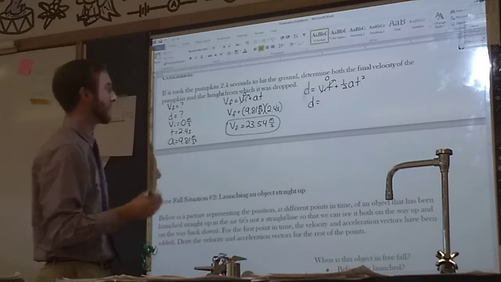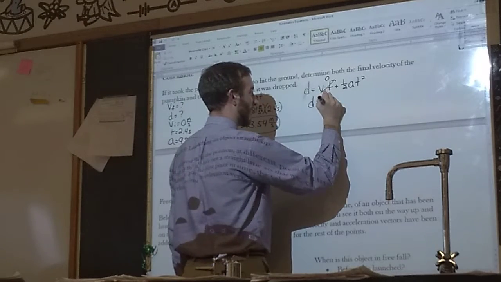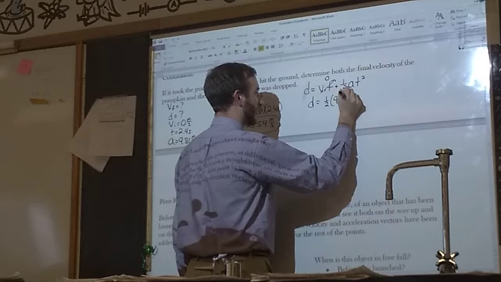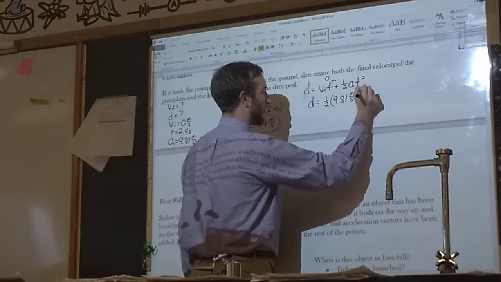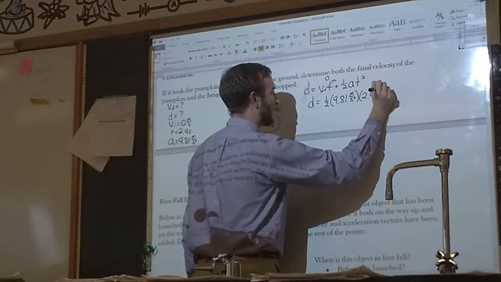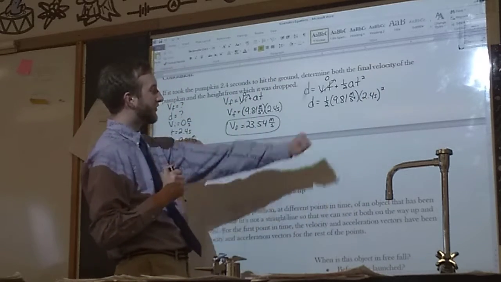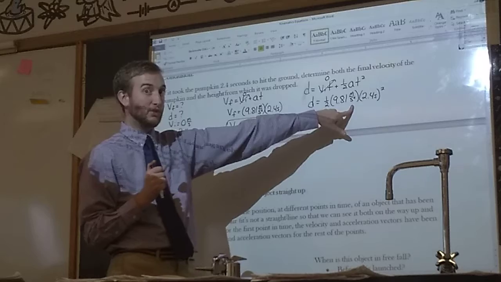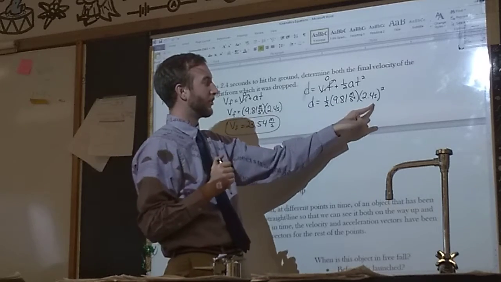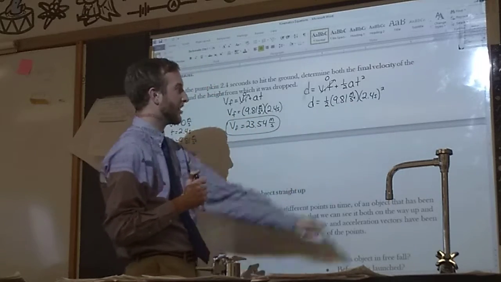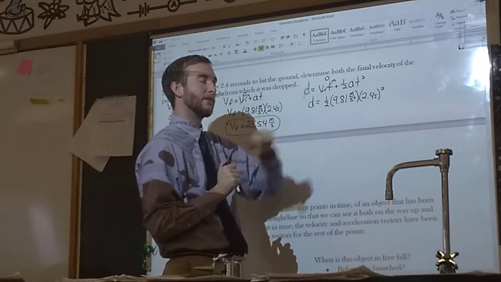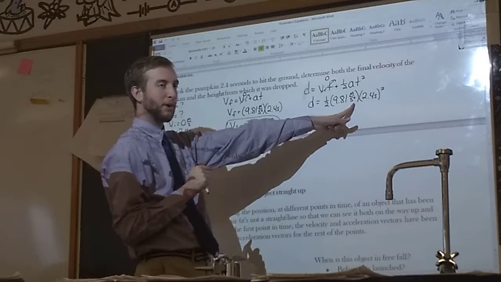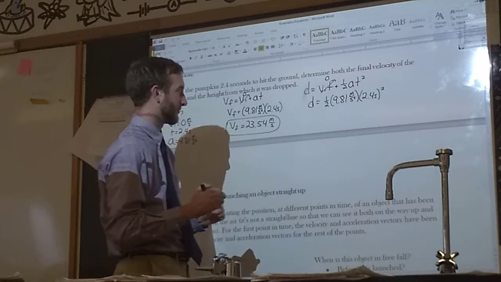It's just 0. Now I just need to plug in. I have 1/2. Acceleration, once again, is 9.81 meters per second squared. The time is 2.4 seconds, and that needs to get squared. Notice there's a difference between this squared that's on the units here, and this squared that's literally squaring this number, okay? I need to square the 2.4. This squared is just part of a unit. I don't have to do anything with that.